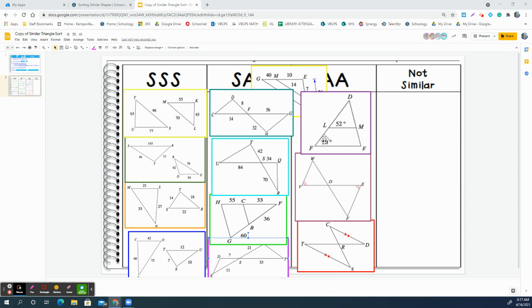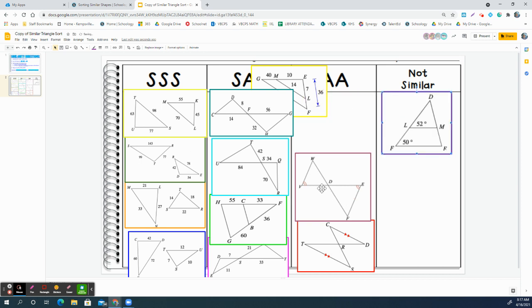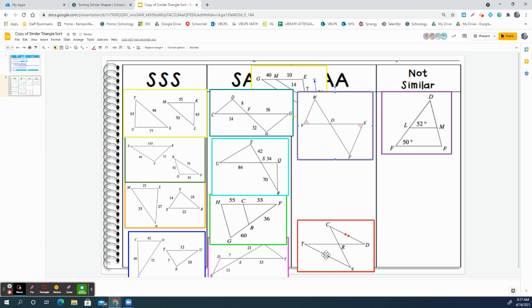So here I've got 52 and 50. Are those congruent? Because remember, angles have to be congruent. 52 and 50. They're not congruent, so this one is not similar. These guys, I've got vertical angles here. So I've got vertical angles and a second pair that's marked. So that's 2 angles that I'm checking off, right?